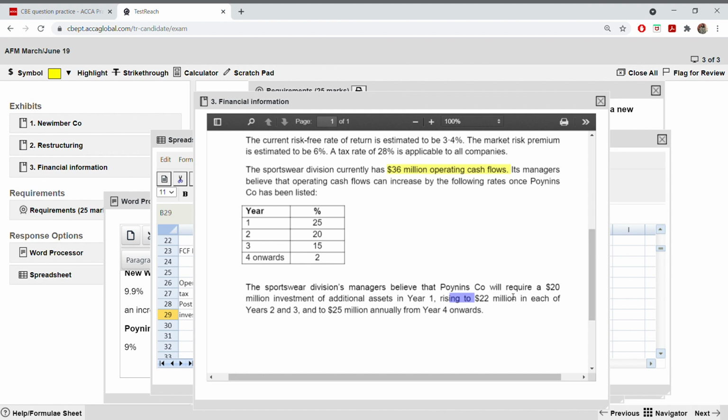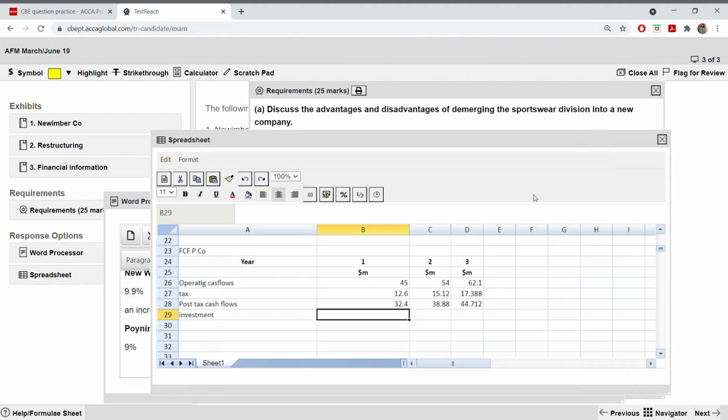Rising to 22 million in each of the years 2 and 3. So 2 and 3, 22, 22. And 25 million annually from year 5 onwards. So here, first year it is 20 and years 2 and 3 it is 22. Understanding the sentence, interpreting it correctly also is very important. 22, 22. Okay. You can either put minus also in front of it if you want to show it in minus. Then you have to use a sum function for post-tax cash flows and all if you are using minus.